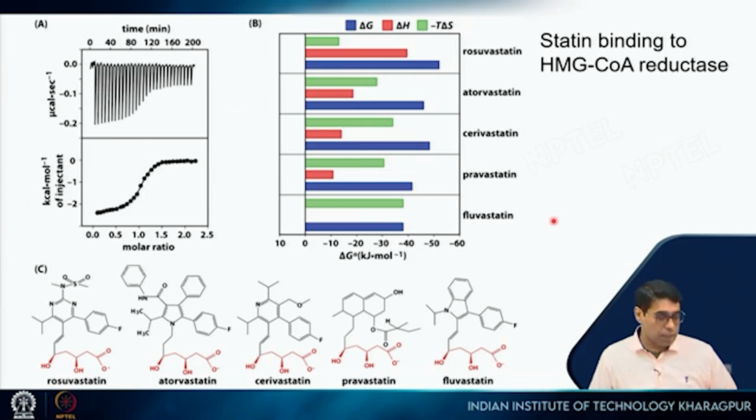So this is something that is very interesting, and you can sort of correlate whether enthalpy will contribute more or entropy will contribute more by looking at the polarity of the molecule. So you can see that this molecule is more polar and it has more enthalpic contribution, whereas this molecule is less polar and it has very little enthalpic contribution.